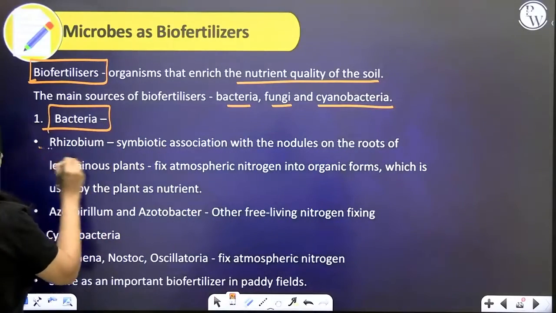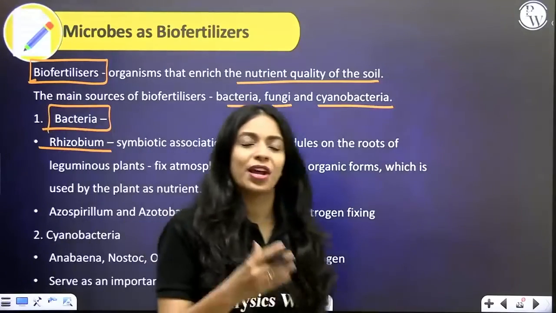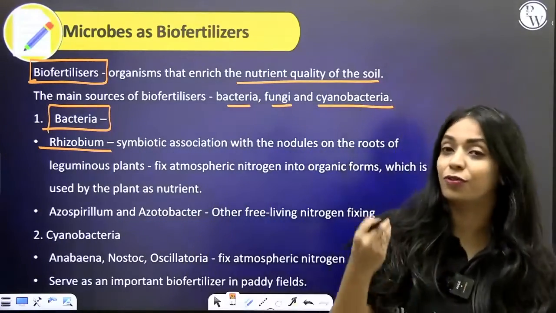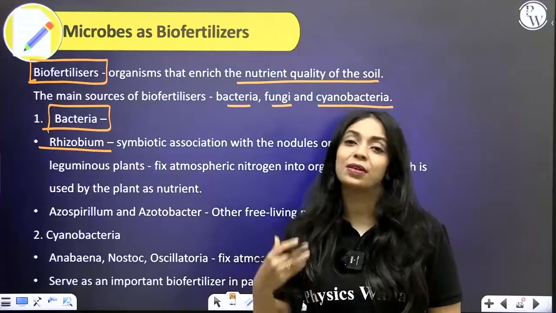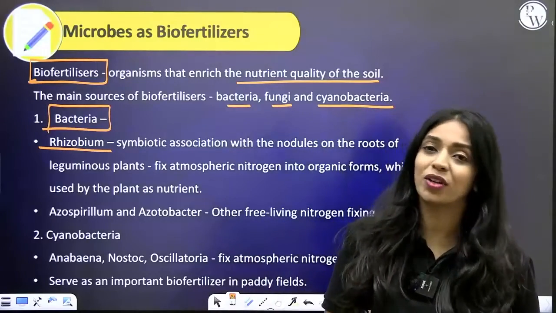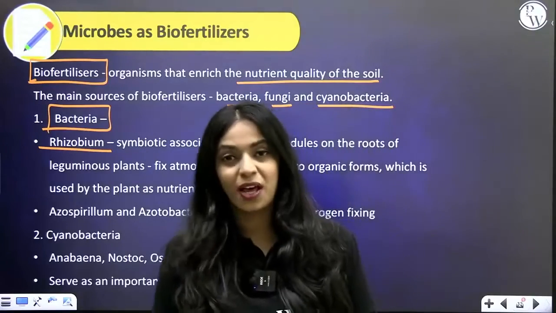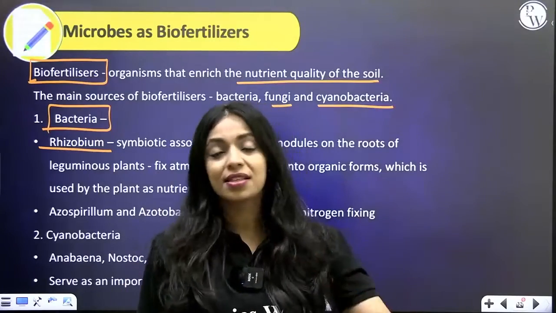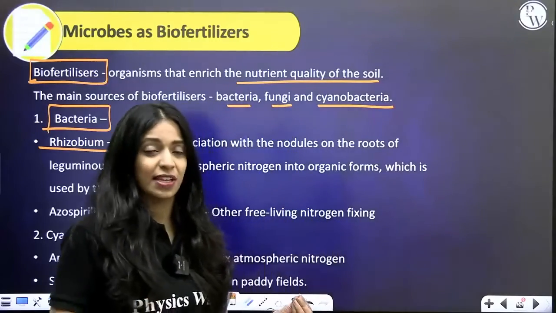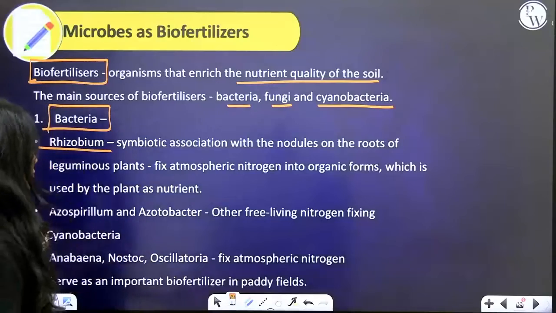Bacteria. You have rhizobium. I'm sure you've heard about rhizobium. Rhizobium is a rod-shaped bacterium that you find in the soil. They develop symbiotic associations with the roots of leguminous plants like peas and beans. And over there, they help in nitrogen fixation. In return, they will get food from the plant.